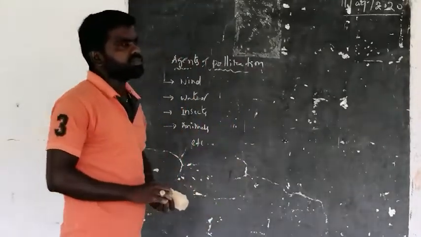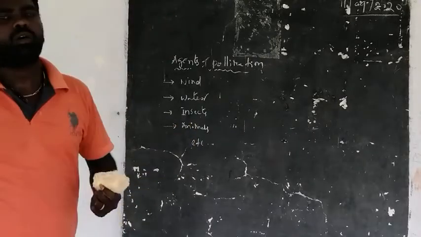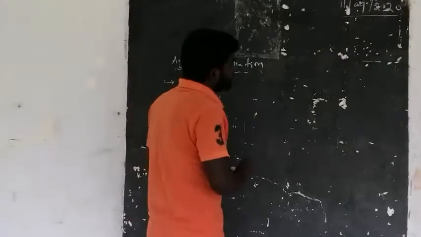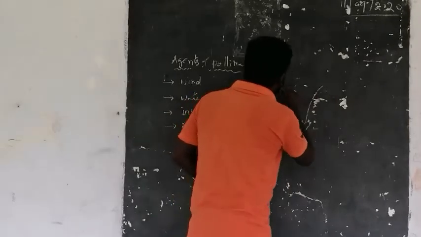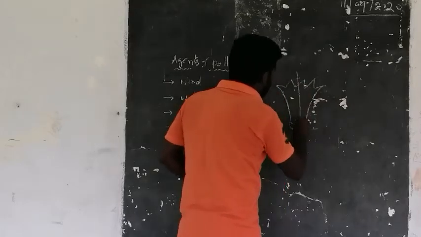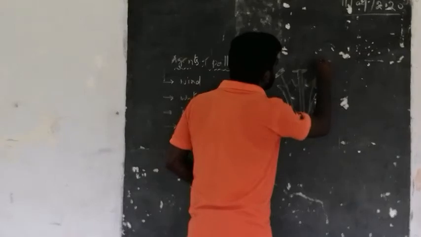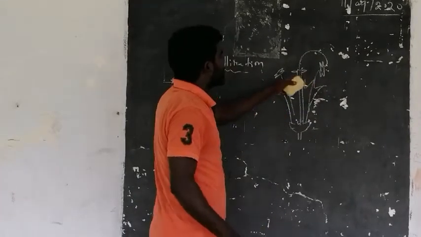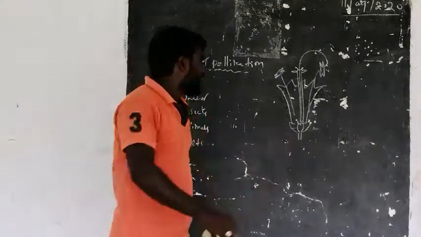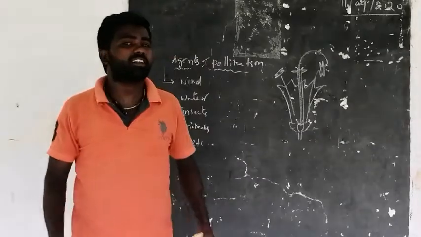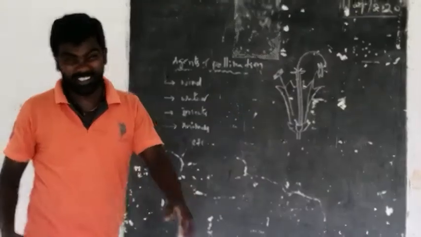Next, after pollination, what happens? The pollen grains come from the anther to the stigma, and then they reach the ovary, which is present at the basal part of the flower, and the fertilization process occurs. Here, this is the flower, the stigma, and these are anthers. What happens after the pollen grains reach the ovary?